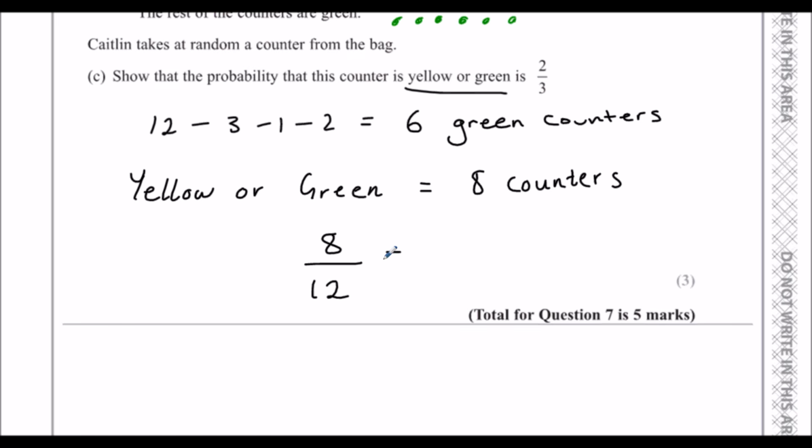They are both in the 4 times table. 8 is 2 4s. 12 is 3 4s. So it's 2/3. The probability is 2/3 of getting a yellow or a green.